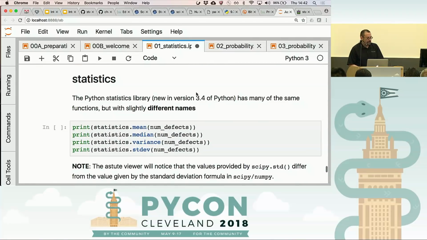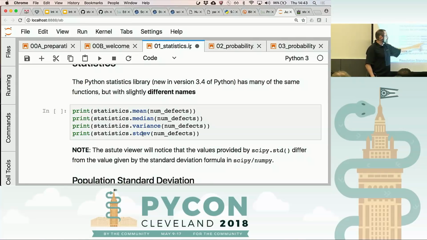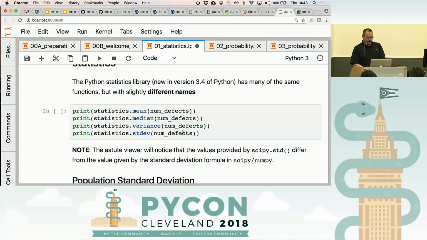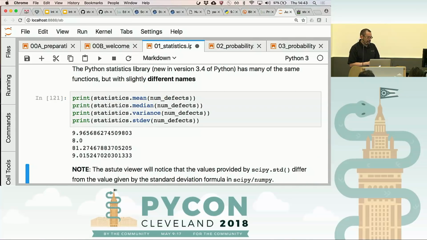Okay, the statistics library. The statistics library has mean, median, variance, and standard deviation. Notice the spelling is different, right? They actually call it variance instead of var, and they call it stdev instead of std. All right, and if I run that, what's wrong? My numbers are different. In particular, which two numbers are different? The variance and the standard deviation here are not the same as the ones we saw before.